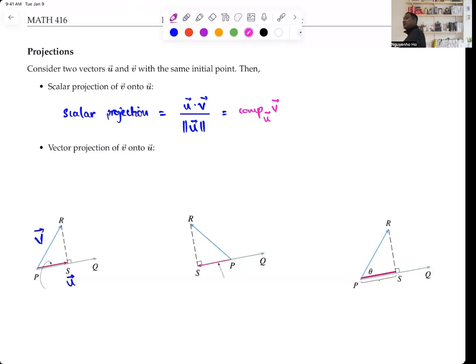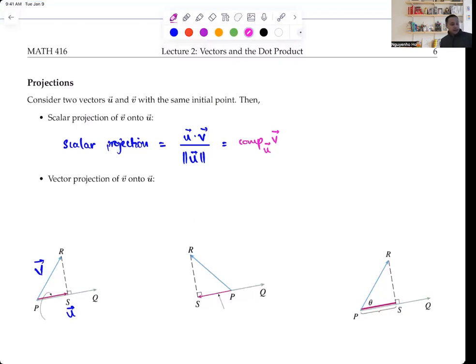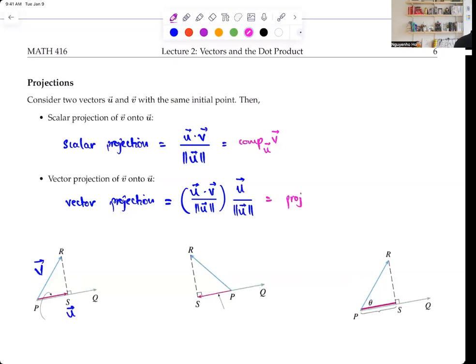Okay, let's write down the formula first. I will derive the formula in a minute. Then the second definition is the vector projection of v onto u. The vector projection is equal to u dot v divided by the magnitude of u, times u divided by the magnitude of u. And this is the projection of v onto u.